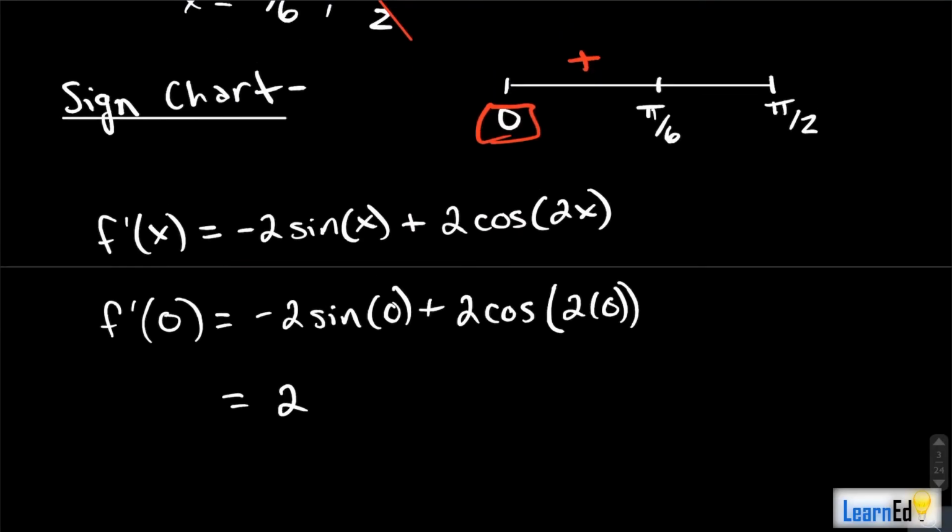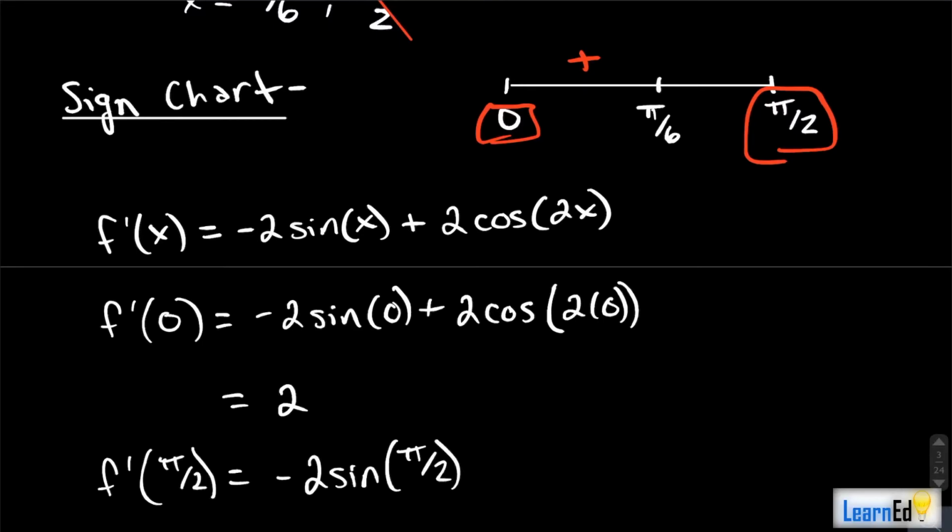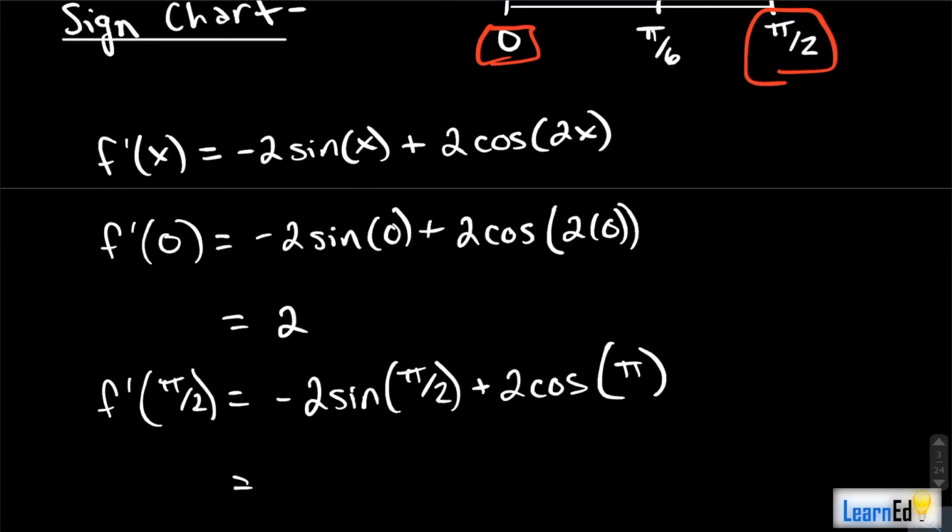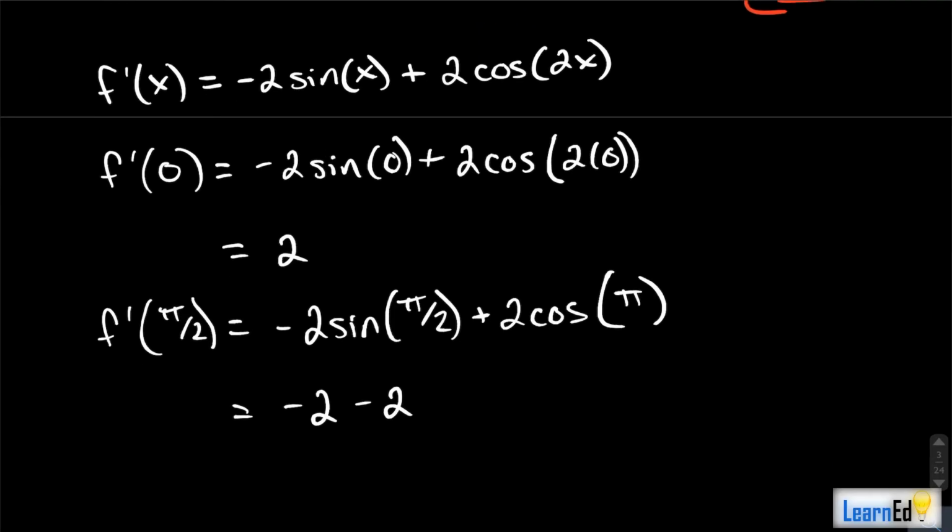Okay, now let's pick a value in between pi over 6 and pi over 2. And actually, I'm just going to go out with pi over 2 here. And we'll plug that in and get negative 2 sine of pi over 2 plus a 2 cosine of 2 times pi over 2, which is just pi. As you can see here, we'll get two negative values. We'll get negative 2, and we'll get a 2 cosine pi is negative 2 as well. So we end up just getting negative 4. Okay, that's a negative value.